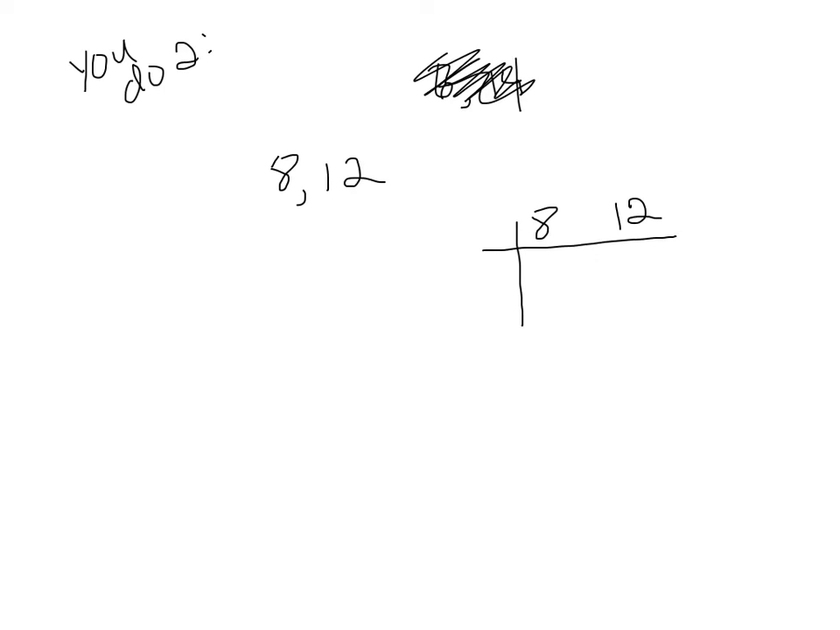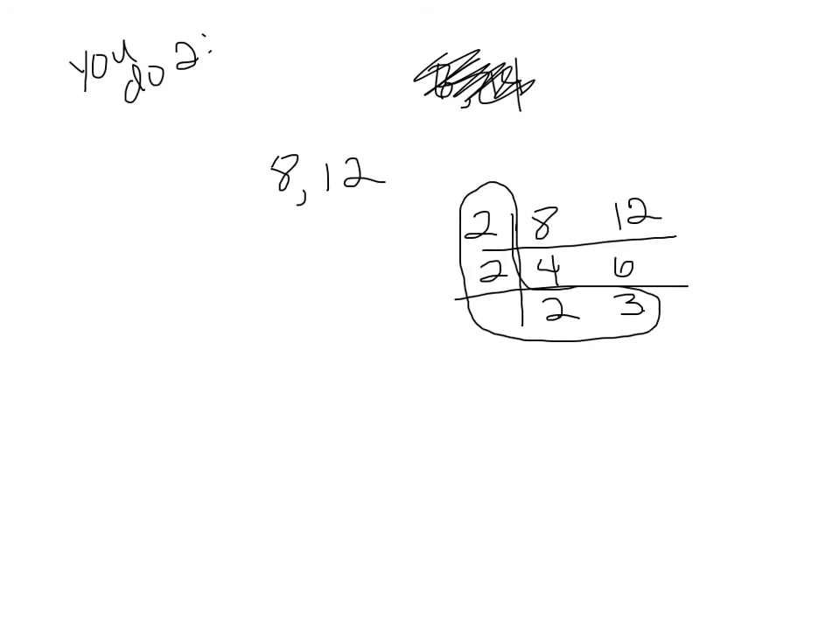Those are both even, so 2 will go into both of them. 2 goes into 8, even meaning it ends in 0, 2, 4, 6, or 8. 2 goes into 8 4 times, and 2 goes into 12 6 times. Again, 4 is an even number, 6 is an even number, so 2 will go into all even numbers. 2 goes into 4 twice, and 2 goes into 6 3 times. There I'm stuck. 2 times 2 times 2 times 3. That's 4. That's 6. And 4 times 6 is 24.